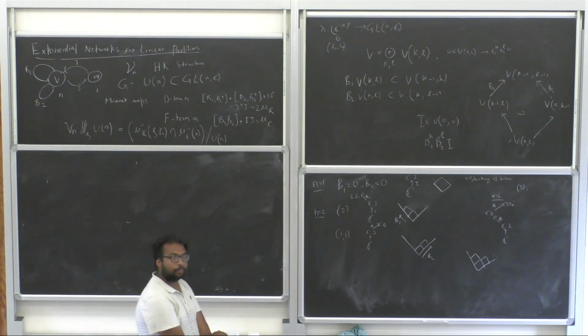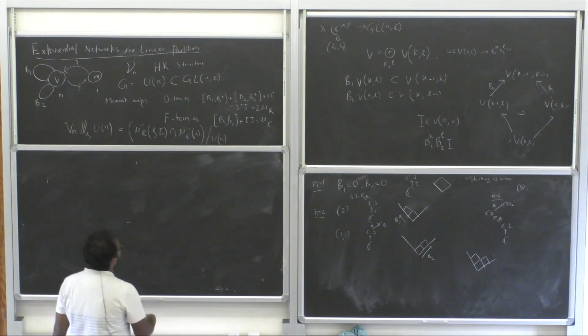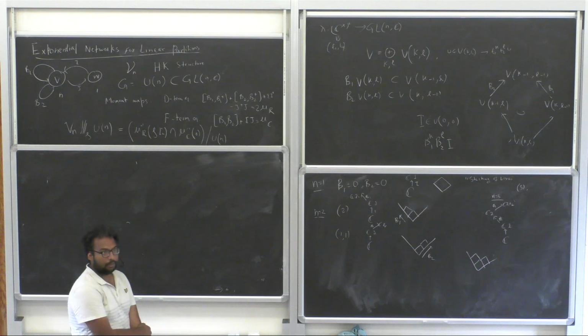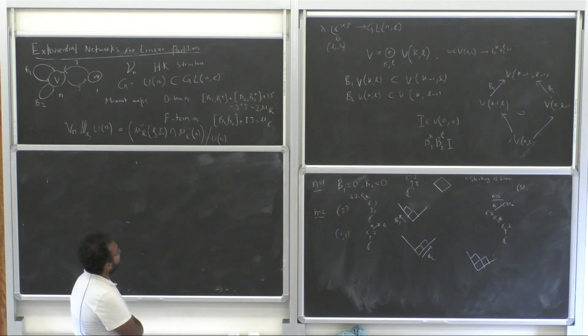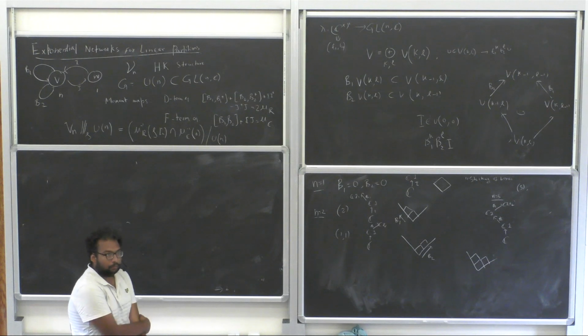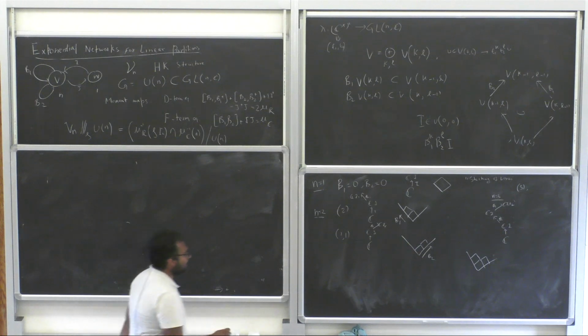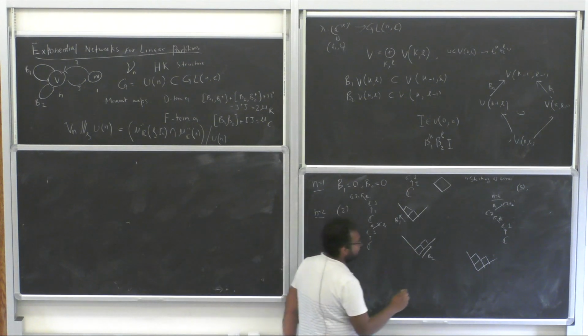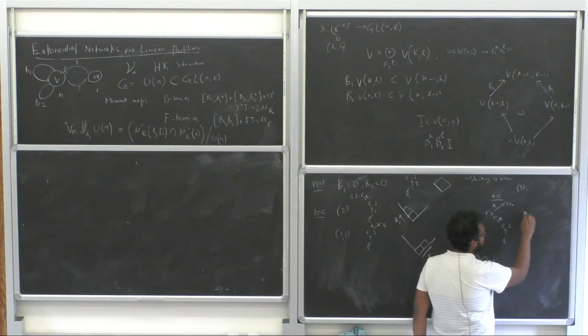Are you saying that picture means some representation does not satisfy the moment map condition? No, it doesn't satisfy the... Okay, yeah, sure. It doesn't satisfy the moment map condition. But it is an actual representation. Not stable. Yeah, not stable. Oh, I can write them down. Okay, I can write down B1 and B2 for this, for example.